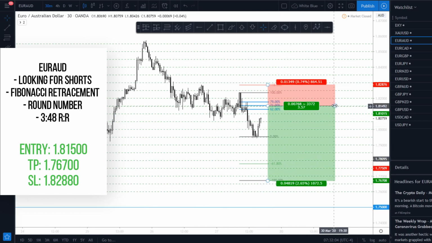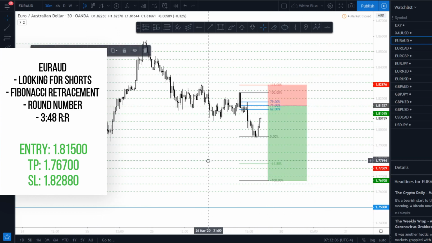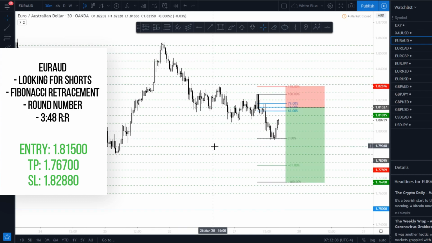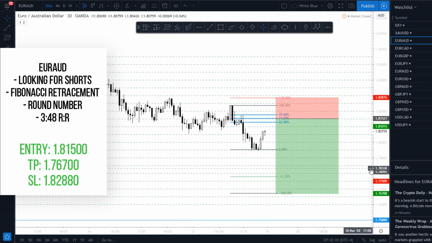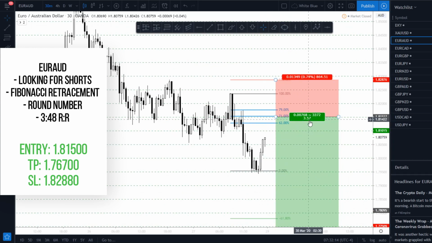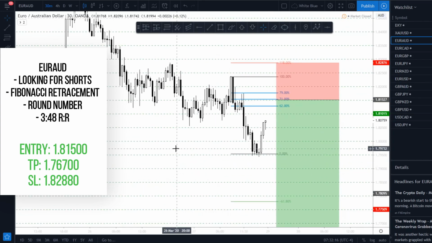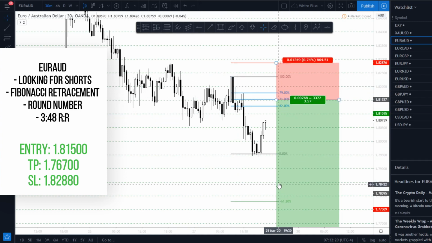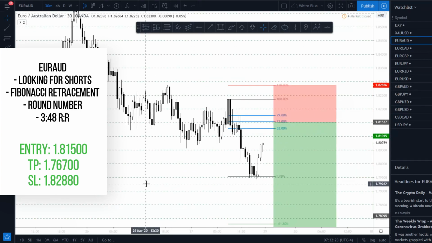So that could be a really nice trade for the Monday or the Tuesday, depending on how much the market moves. If we get some consolidation and then move higher and then a move lower, just like this. So consolidation, move higher and then lower. So we'll see what happens there. Euro AUD looks like it could be a nice trade.